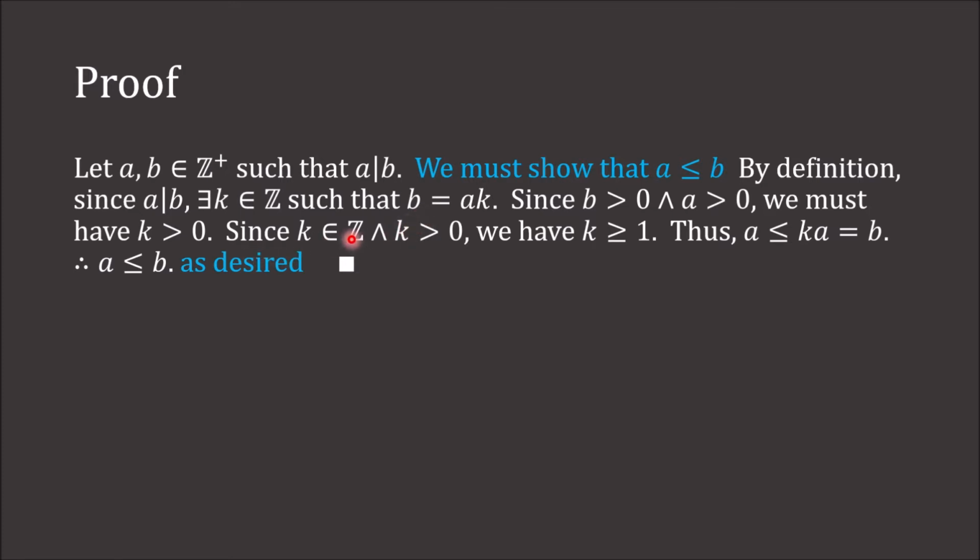So since k is an integer and it must be greater than 0, then k must at least be positive 1. So a would have to be less than or equal to k times a, but k times a is equal to b. Therefore, a is less than or equal to b, which was as we desired. And so the proof is complete.